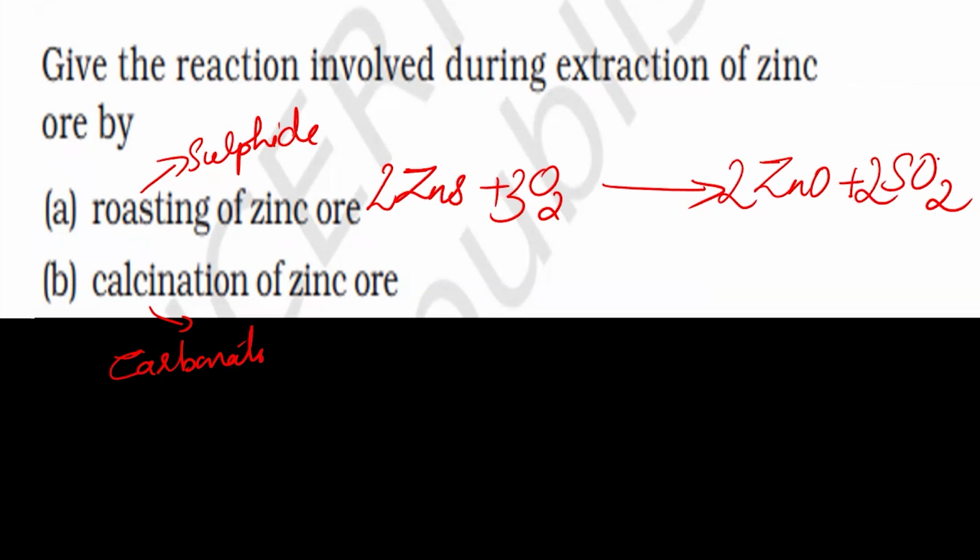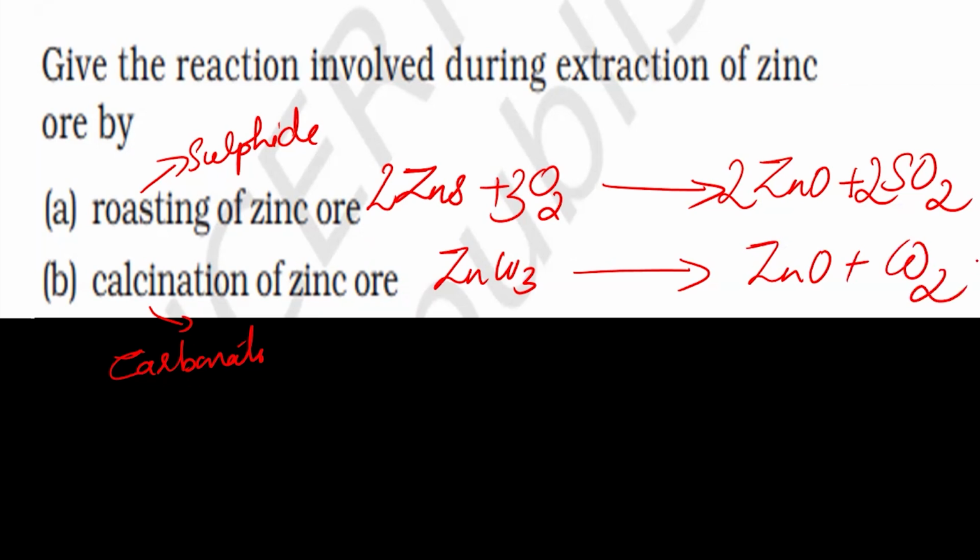Okay. Then what is happening during calcination of zinc carbonate? Yes, calcination takes place for carbonate ores, zinc carbonate. What will happen? Zinc carbonate is heated strongly in the absence of air, right? That is calcination. So we'll be getting zinc oxide plus which gas? Carbon dioxide gas. Okay, so you must know the two processes of roasting and calcination.